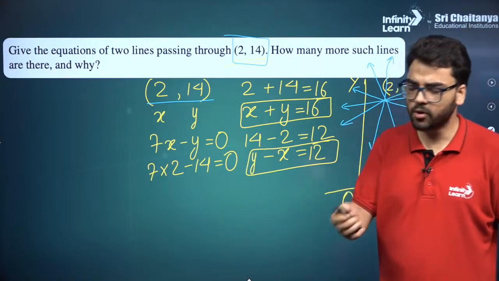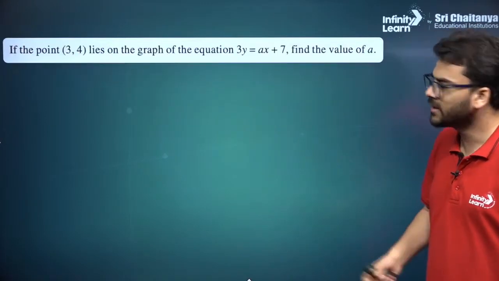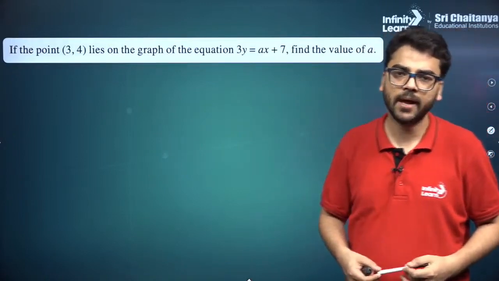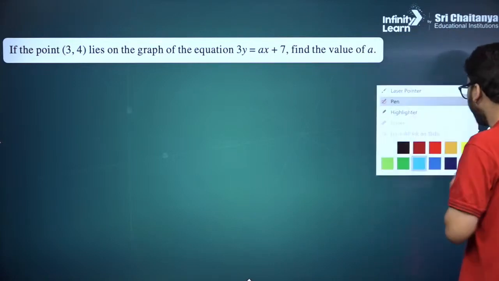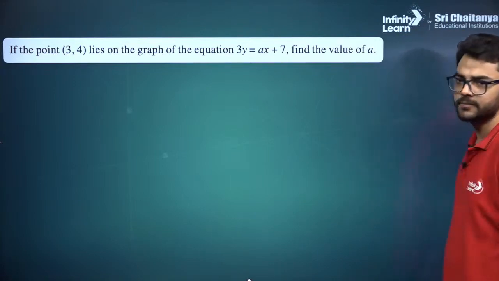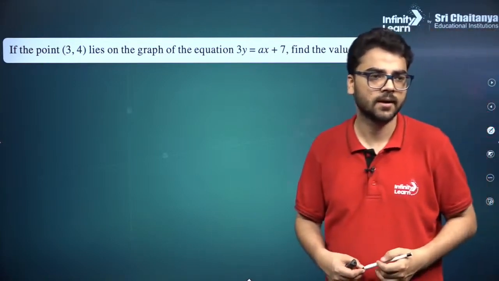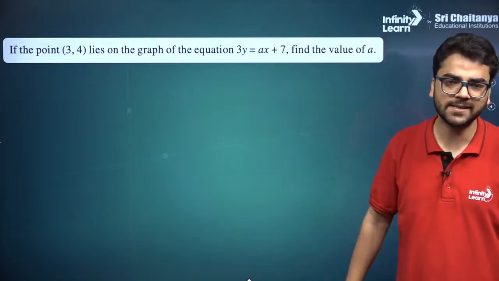Okay, so let's do some more questions. Try doing this one, very basic question over here. If 3, 4 lies on the graph of this equation, find the value of A. Very basic question it is. So 2, 3 questions of this type will do.